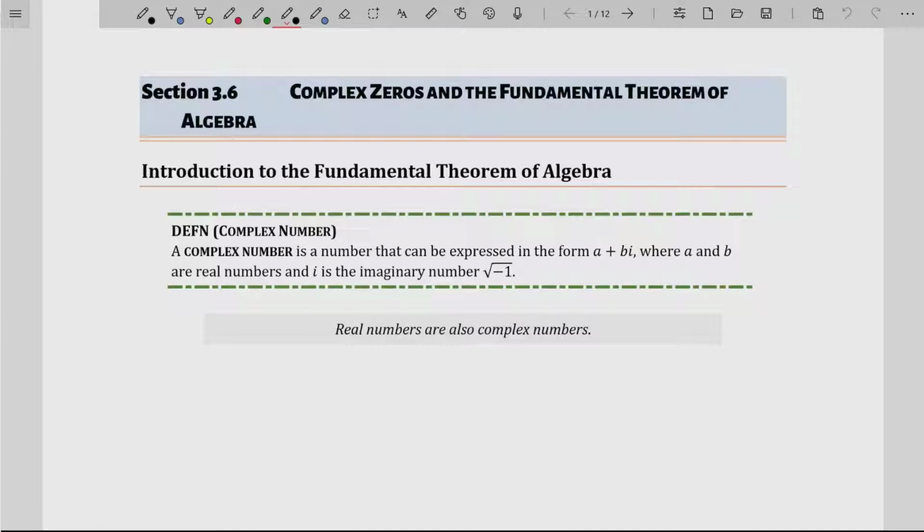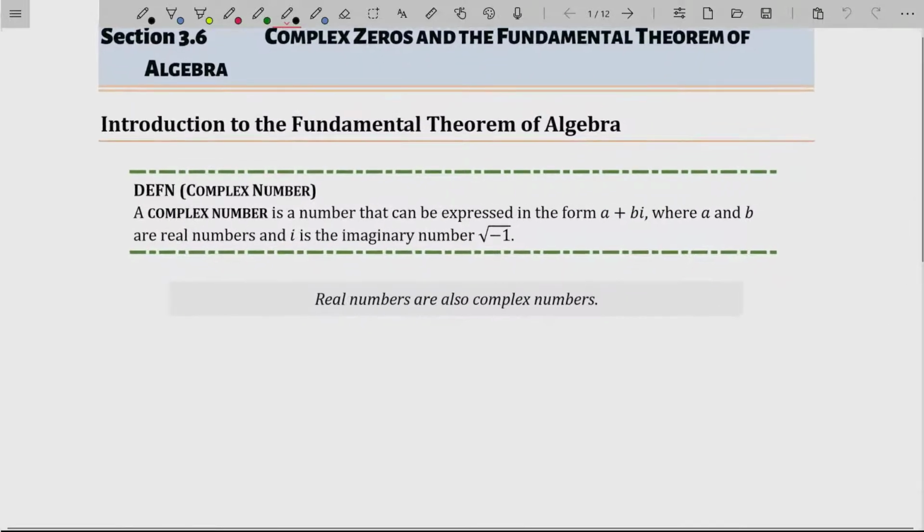What you need to know here is that this is a very detailed, very theoretical section in pre-calculus. As such, we're going to break it up into smaller chunks, a little easier to learn that way. So I have broken this apart to focus initially just on an introduction to the fundamental theorem of algebra, and then we'll break into other sections and other videos after that.